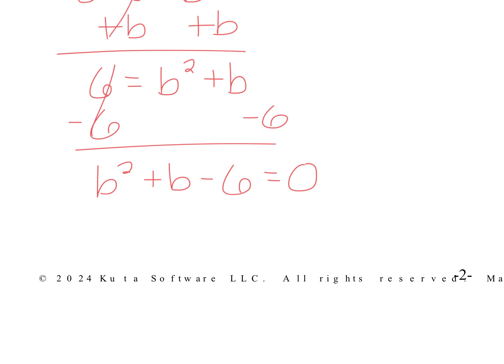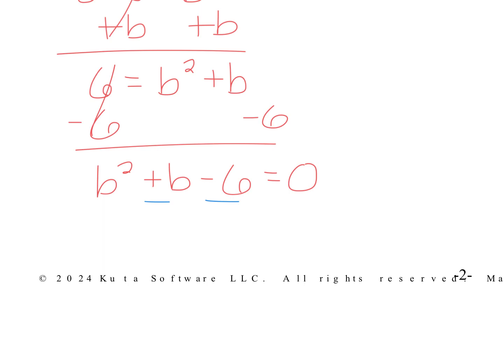It's a quadratic equation. So when we get to this point, we have to factor. Okay? So what do we look for when we're factoring? Yep, something that multiplies to negative 6 and adds to 1. Okay, multiplies to negative 6 and adds to 1. What is it?